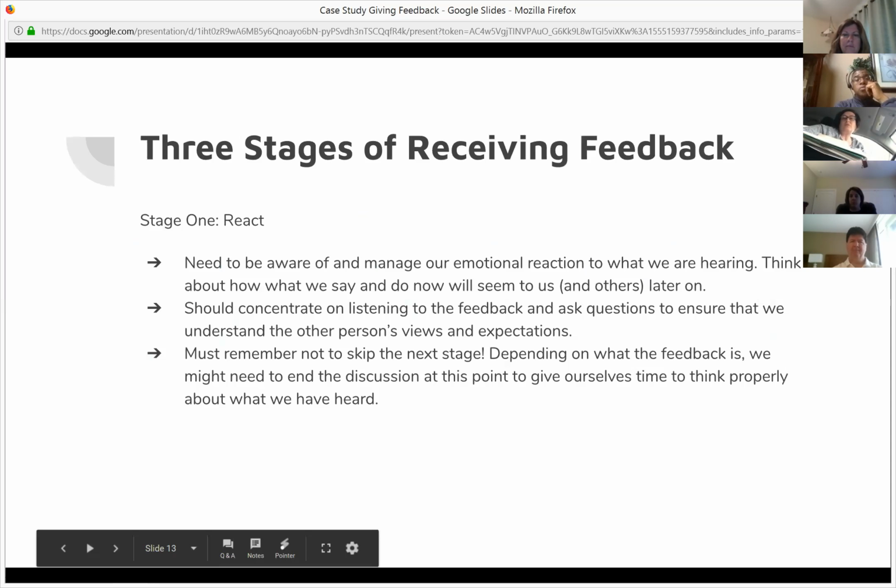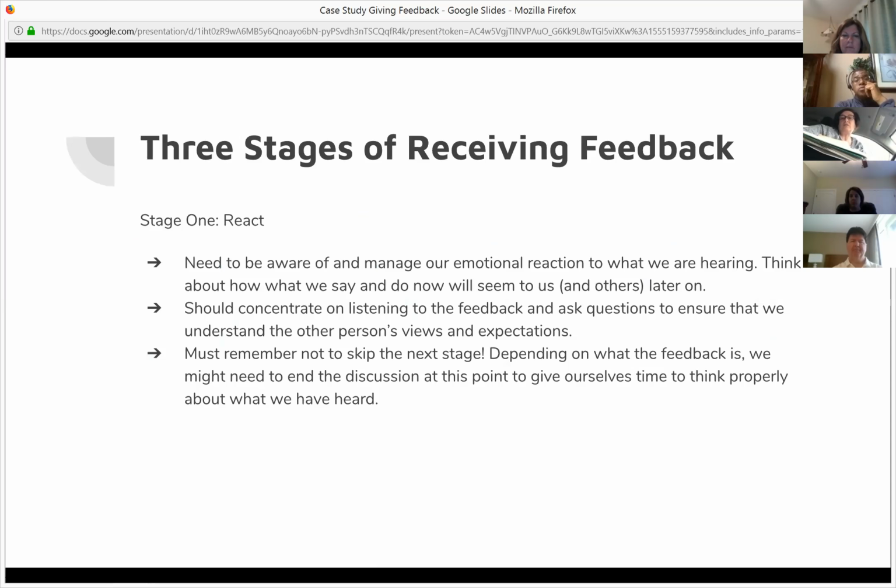And then the other person in this is Jasmine, and there are some ideas here in terms of being able to receive feedback. Stage one would be react. The person receiving feedback needs to be aware of and manage their emotions. You also need to concentrate on listening to the feedback and ask any questions to ensure you actually understand what is being presented to you.